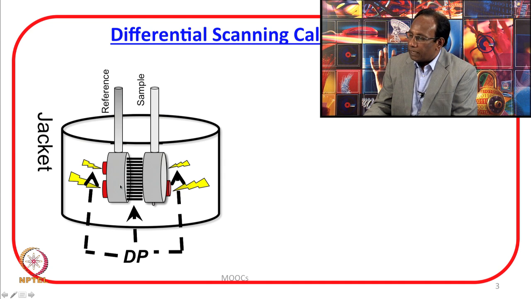Constant power is supplied to the sample as well as the reference cell. The same power is supplied. So, once you fill the reference cell and the sample cell, suppose in biological systems we take a protein solution, then the sample cell will be filled with the protein and the reference cell will be filled with the solvent in which the protein is dissolved, which usually is buffer.